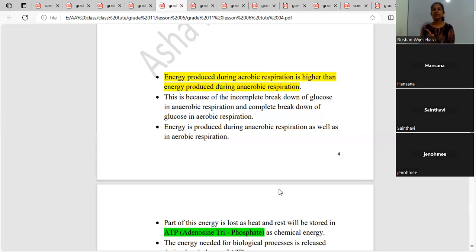The reason is that during aerobic respiration, complete breakdown of glucose occurs. During anaerobic respiration, there is incomplete breakdown of glucose. Okay, glucose breaks down incompletely. Therefore the amount of energy produced is less.